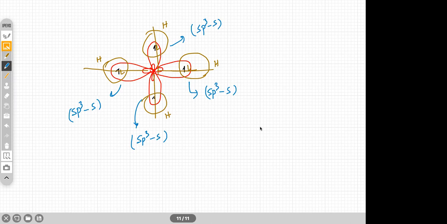No, where is the repulsion? I'm not talking about electronic repulsion here. I'm talking about the mixing of orbitals. It is just the mixing of orbitals so that all the orbitals will have the same energy and they combine with the hydrogen atom in a similar manner.